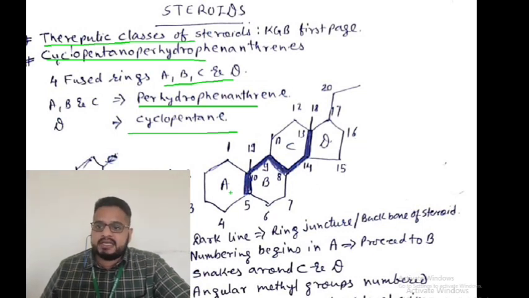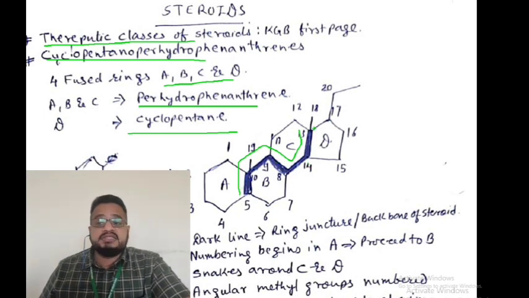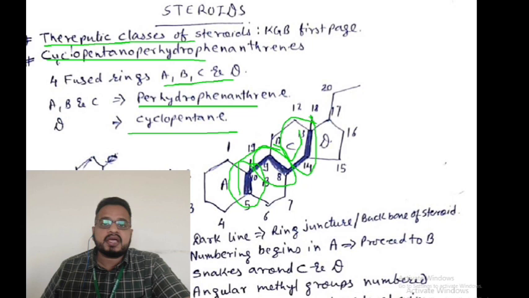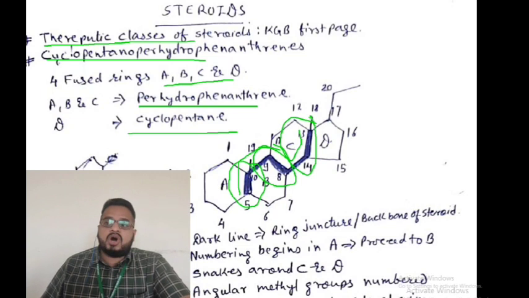Now, as you can see here, the part which I have drawn in green is a dark line. This dark line we call the ring juncture, or the backbone of steroids. Why? Because A and B are fused here, B and C are fused here, and C and D are fused here. These parts we call the ring junctures or backbone.